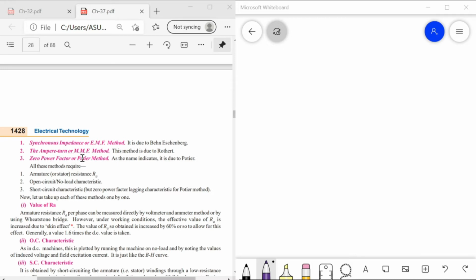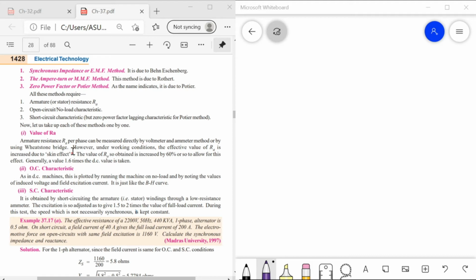The ampere turn or MMF method. This method is due to Rothert. Zero power factor or Potier method. As the name indicates, it is due to Potier. All these methods require armature or stator resistance RA, open circuit or no load characteristic, short circuit characteristic, but zero power factor lagging characteristic for Potier method. So now let us take up each of these methods one by one.